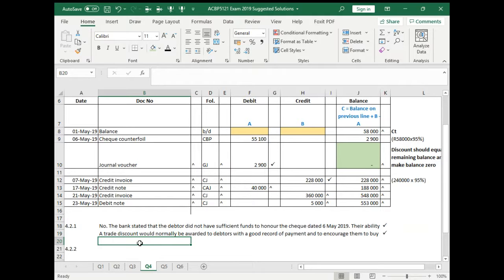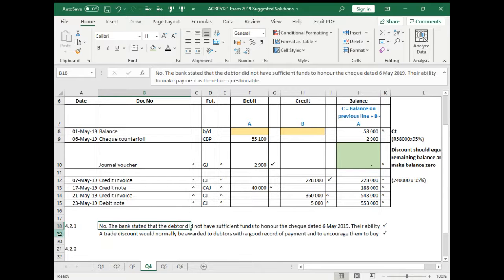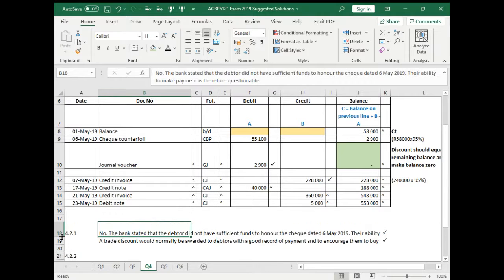So normally we give someone a trade discount that is a good customer, that pays their accounts on time, they have sufficient funds to buy it. We're trying to get them to buy more. Now, because of the fact that their check bounced the previous time for insufficient funds, their ability to make payments is not that great.